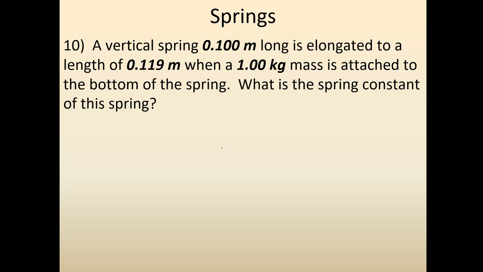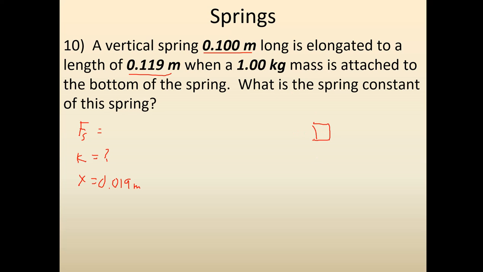All right, so once again, in order to find the spring constant, I need 2 pieces of information. I need to know the force, and I need to know the change in the length. The change in the length is easy. They give me the original length, they give me the new length, so the difference is going to be 0.019 meters.